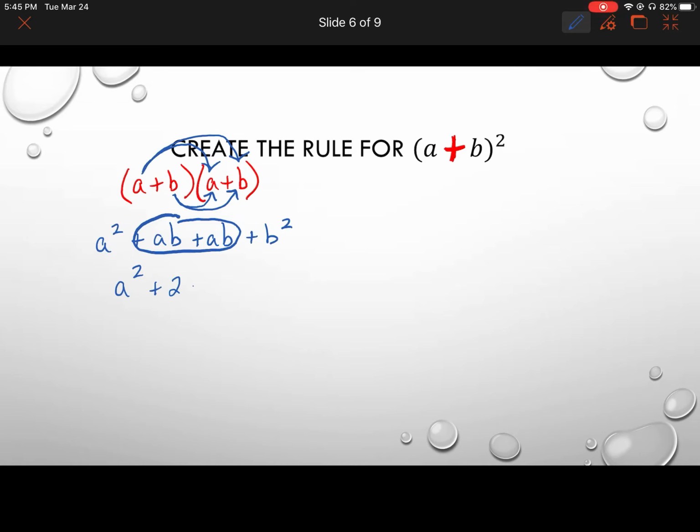I have 2ab, which, if you're following closely enough, matches the pattern of everything we just saw, right? You had the first term squared. You had the last terms squared, right?